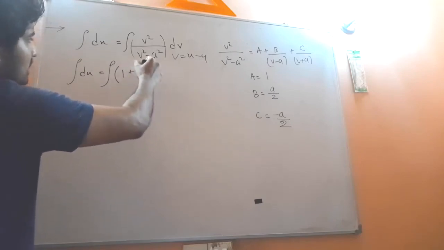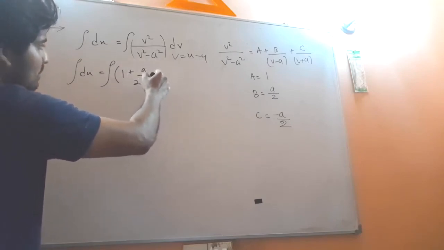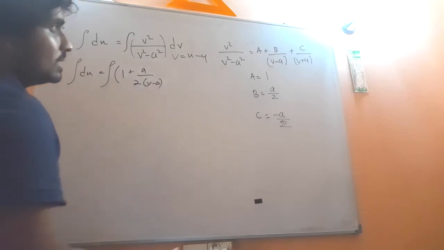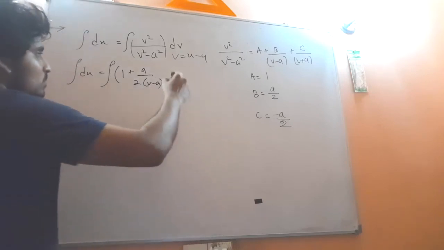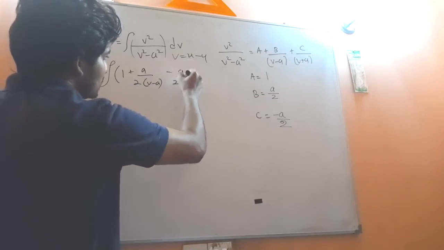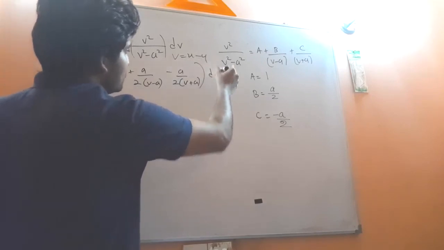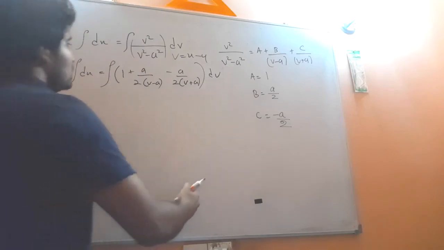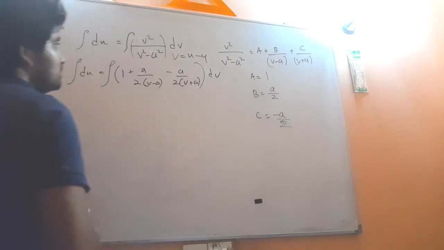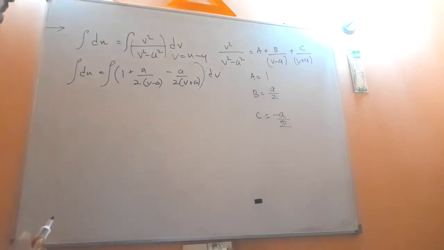That means plus A divided by 2 times B minus A. Okay. Then what is C? Minus A by 2. Then minus A by 2 times B plus A. Close the bracket. Then it is dV, because this side we have to integrate with respect to V. Right. So now we have to complete the task.